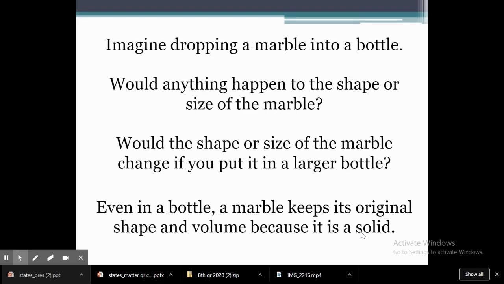All right, imagine dropping a marble into a bottle, okay? When you drop the marble into a bottle, does anything happen to the shape or size of that marble? No. Would the shape or size of the marble change if you put it into a larger bottle? No. Even in a bottle, the marble keeps its original shape and volume because it is a solid. And that is what definite means. No matter what container you put a substance in, if it has a definite shape and a definite volume, it will stay the same no matter the container.